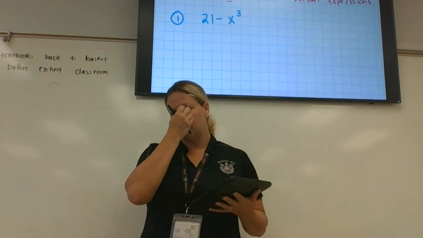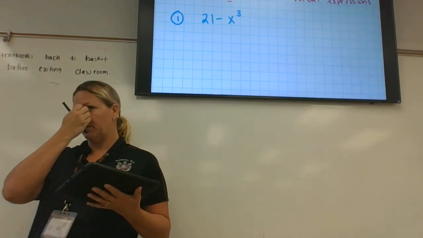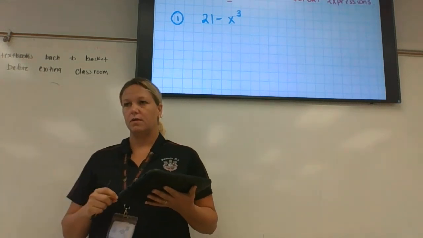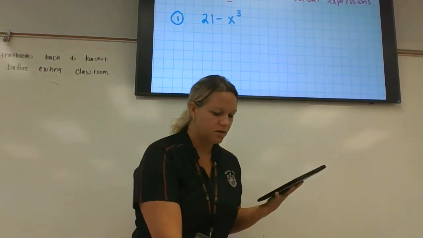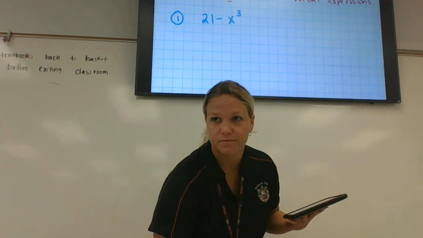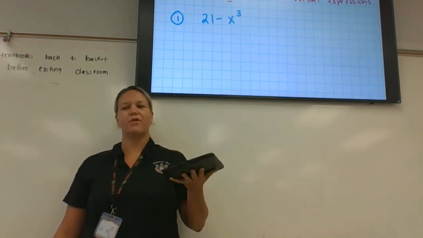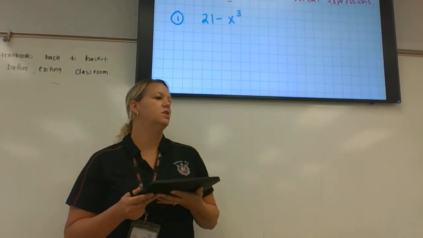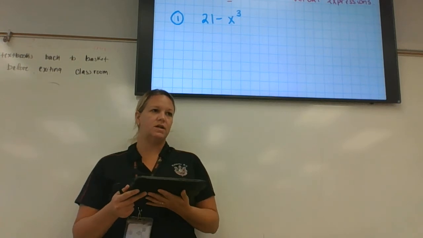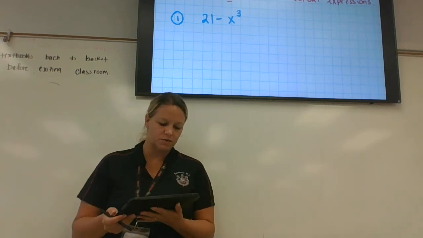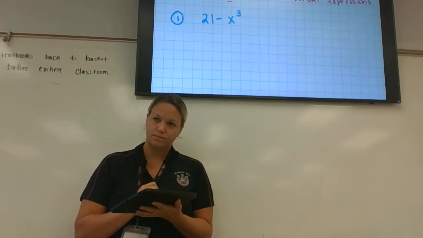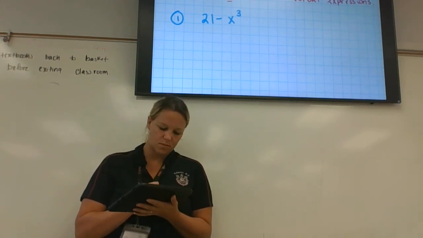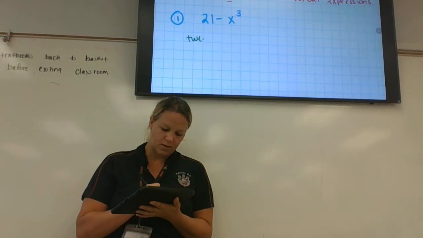Yeah, Jacob, do you want to do this one verbally with me right now? Yeah. No one else has a broken writing hand, so. All right. Okay. All right, you guys, just quietly get to work. Jacob, what would you say for number one? Okay, so I just express it like in words. Okay, 21 subtracted by x to the third power.